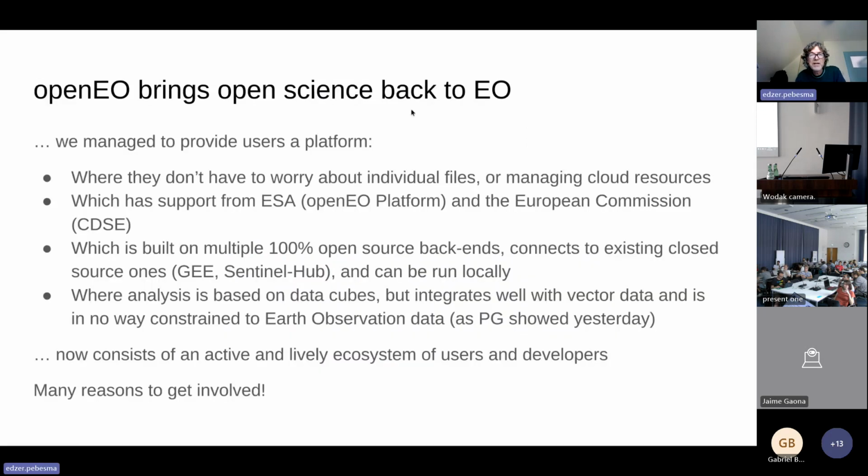So the hope, and I think we are pretty successful, is that openEO brings open science back to Earth observation research. Over the last 7, 8 years, we managed to provide users with a platform where they don't have to worry about individual files or managing cloud resources. That was kind of reason one, right? Why is Google Earth Engine so good? Why does everyone want to use it?